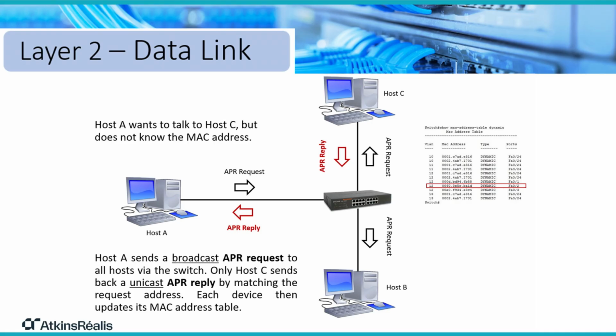And when host C replies, it doesn't shout back. It sends a unicast ARP reply, a private message, directly back to host A. It says, "Hey, I'm 192.168.1.50, and my MAC address is XYZ. I'm right here." That is so cool.